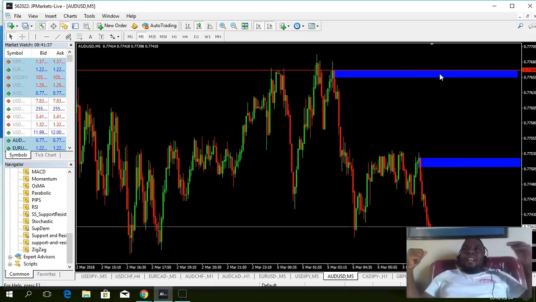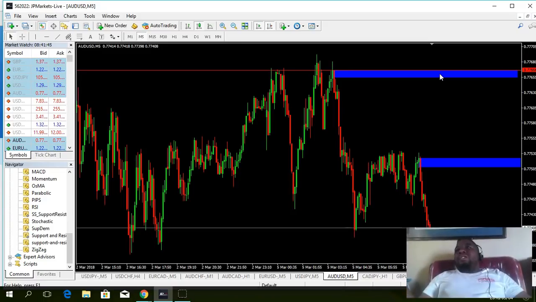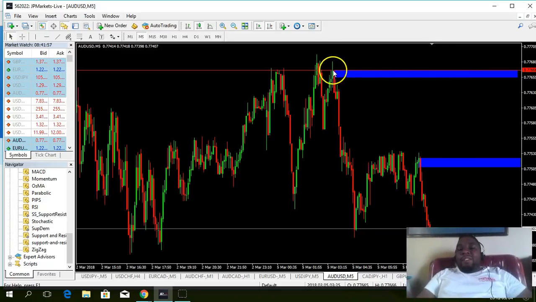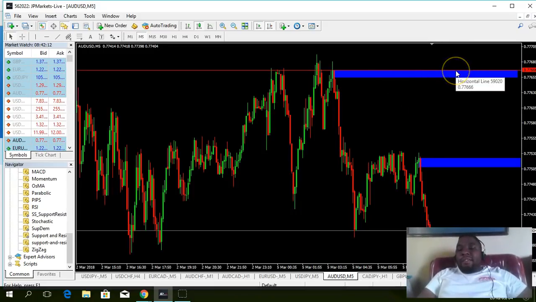So if you're still new to this stuff, I'd advise you to try and learn supply and demand, because when we're talking about supply and demand, we're talking about something that hasn't happened yet. You see here, the price hasn't touched yet. So I'm one step ahead of what is going to happen on the market. When this price retests this level, then it's going to happen.